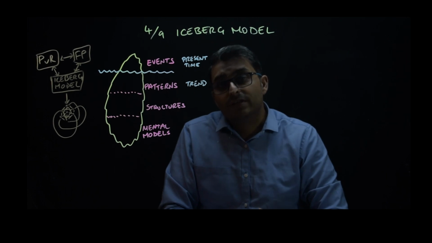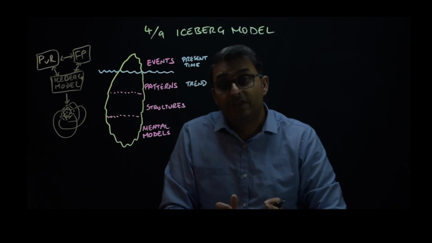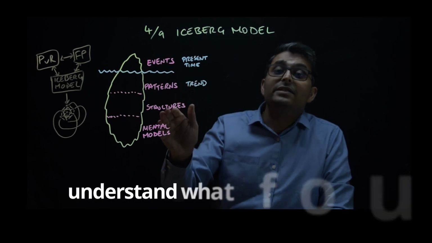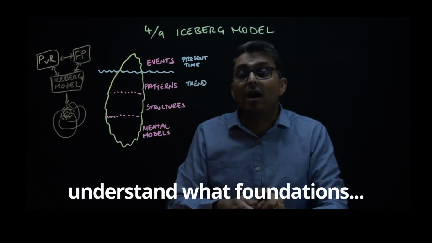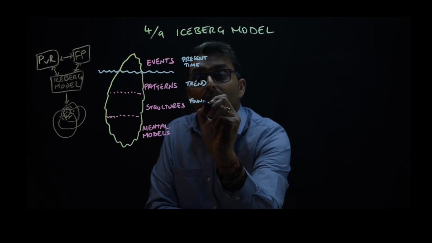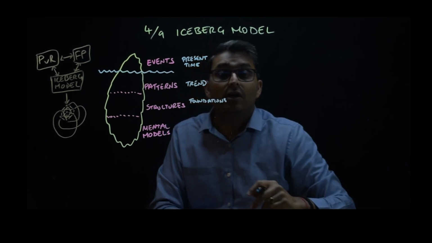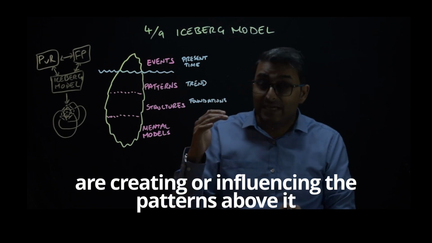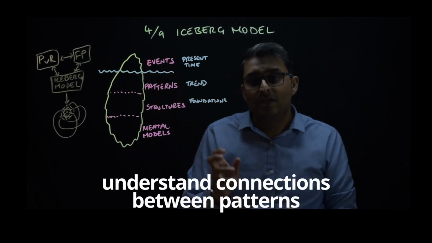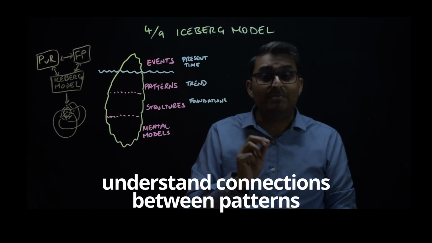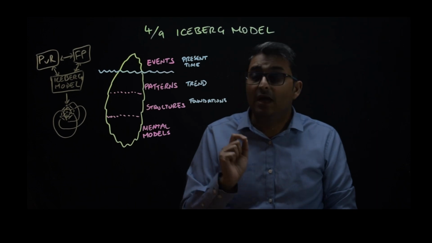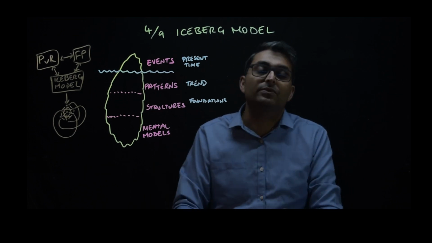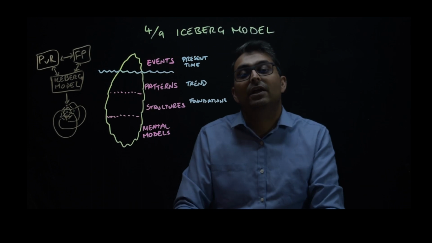Going deeper still, structures. This is the third level, and by going deeper we are trying to understand what foundations are creating or influencing the patterns above it, and also to understand the connections between the patterns. Structures are also the relationships and feedback loops that make up a system. Another way to look at it is that it is the design of something, of a system or a process or whatever it is that we are analysing.